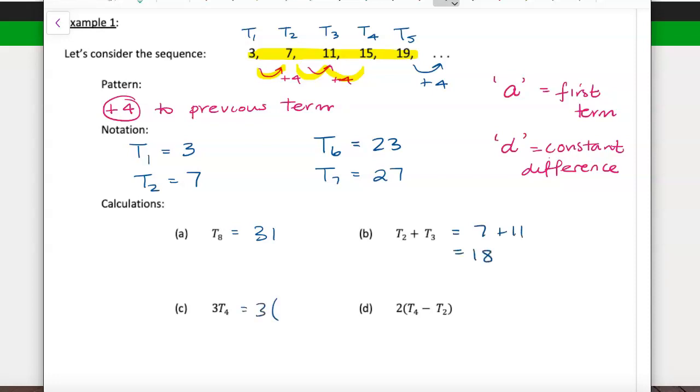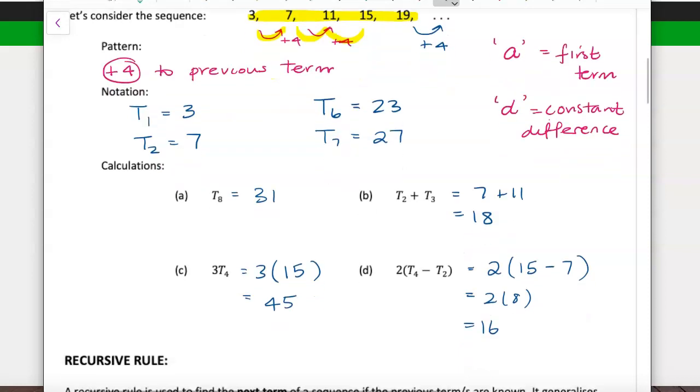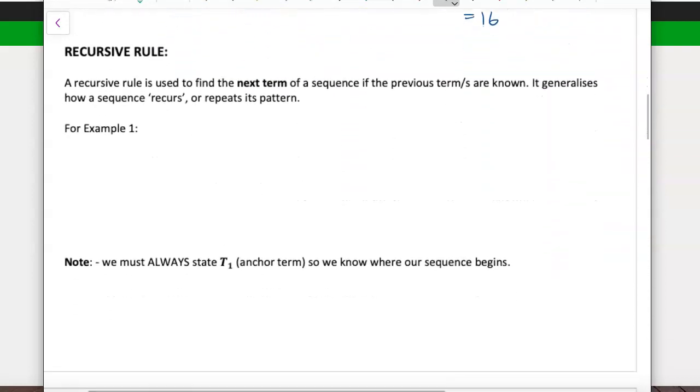3 lots of term 4 means 3 lots of the value of term 4. The value of term 4 is 15, so 3 lots of 15 is 45. And 2 lots of the difference between term 4, which is 15, and term 2, which is 7, simply means 2 lots of 8, which is 16. So to define each term in a sequence, we can use its values to calculate.